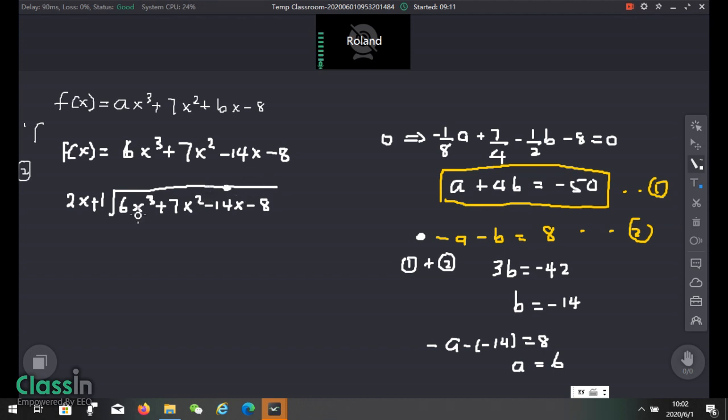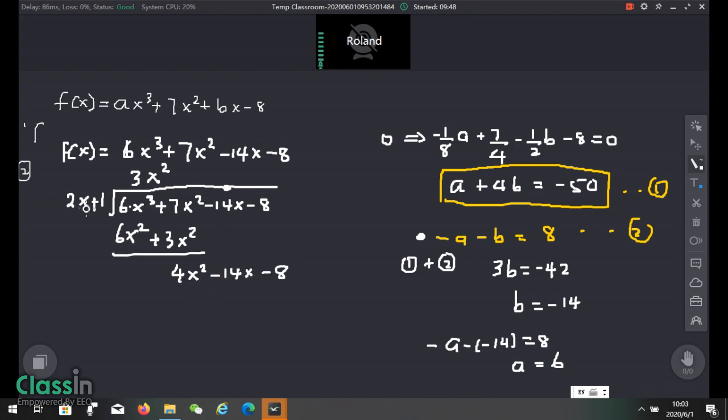If you do not know how to use the long division to divide, please check my video on division of polynomials. If we divide 6x cubed by 2x, we have 3x squared. We multiply this expression by 3x squared. 2x times 3x squared, we have 6x cubed. 1 times 3x squared, we have 3x squared. When we subtract, 6x cubed minus 6x cubed goes to 0. 7x squared minus 3x squared gives 4x squared. Then we are left with negative 14x minus 8.